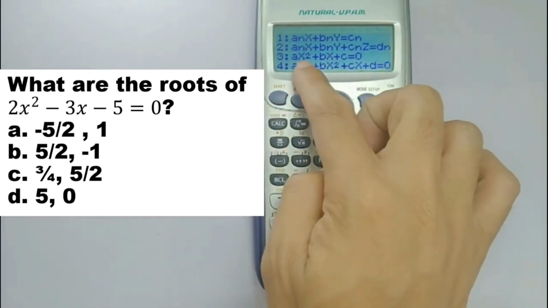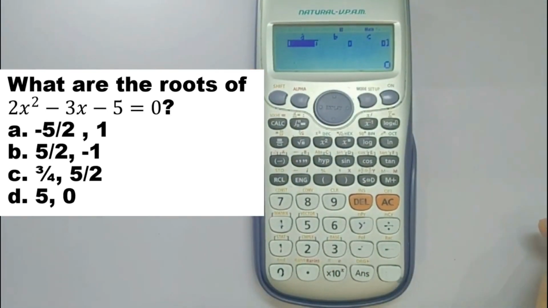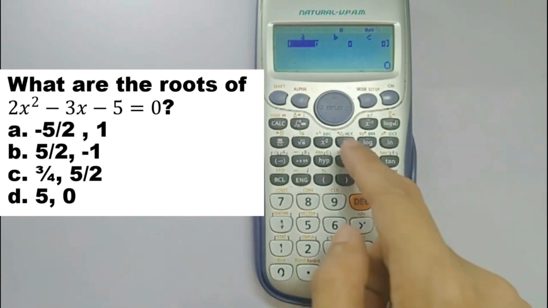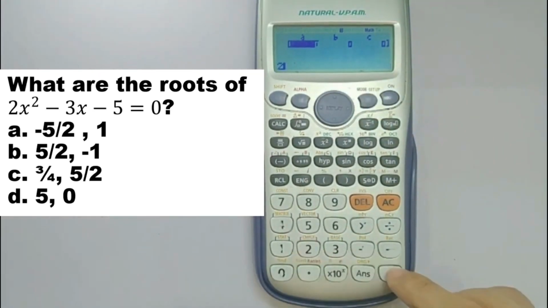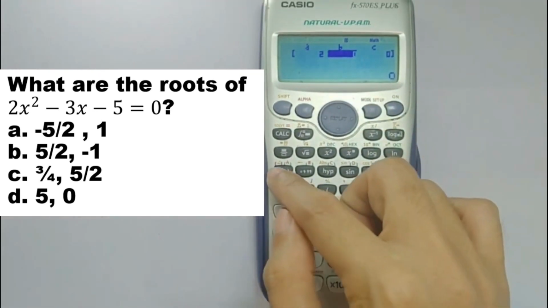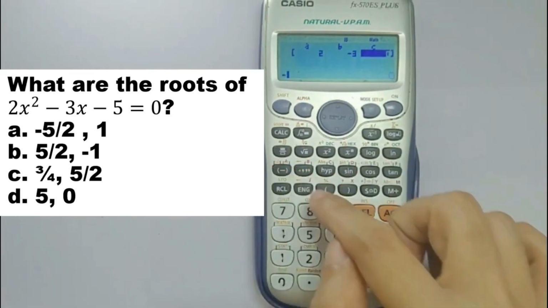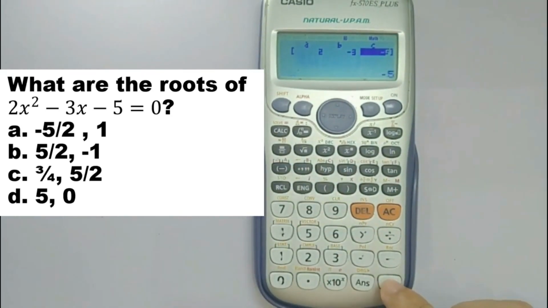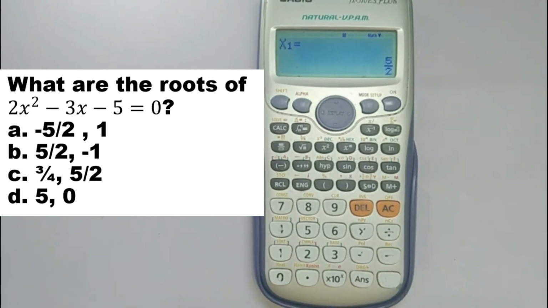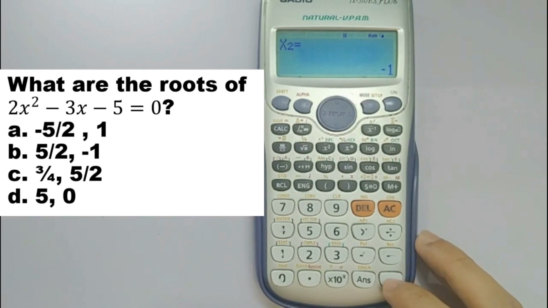So we input 3. After pressing that, for the quadratic, we input the coefficients of our variables. For 2x squared, that is 2. For x, that is negative 3. Then for the constant, that is negative 5. Then just press equals. So for x1, we have 5 halves. For the other root, we have negative 1. So that is letter B.